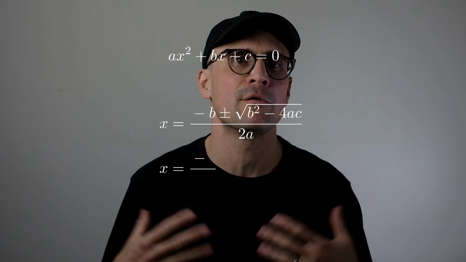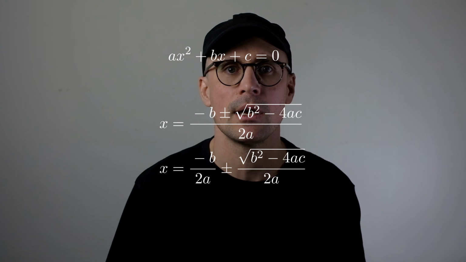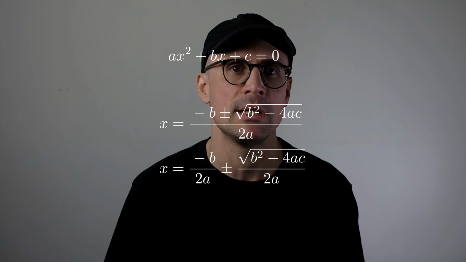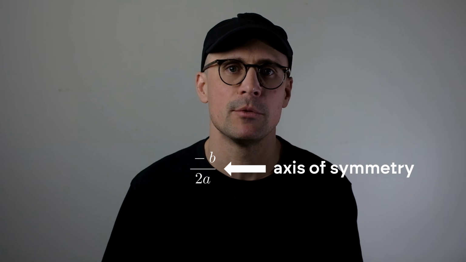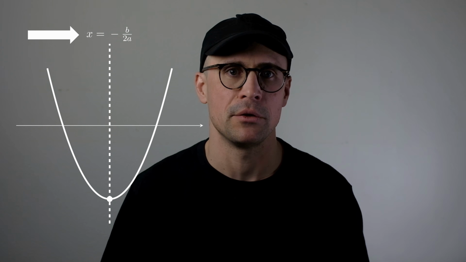For starters, if we split the fraction, we get this, which allows us to consider what each piece means individually. The part on the left, minus b over 2a, shows us the parabola's axis of symmetry. If you picture a parabola, its axis of symmetry is the vertical line going right through the parabola's vertex, cutting the parabola in half. When you calculate minus b over 2a, what you get is the x value of that particular line. And to get to the solutions, we have to take some number of steps from the axis of symmetry to the left and to the right.